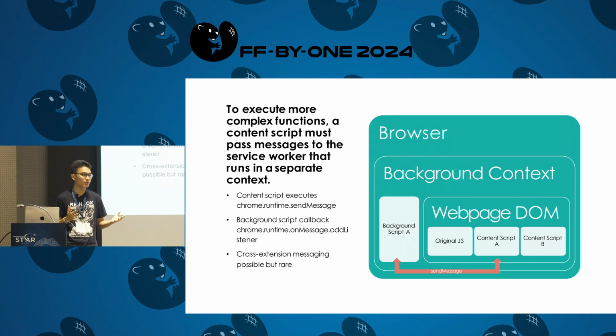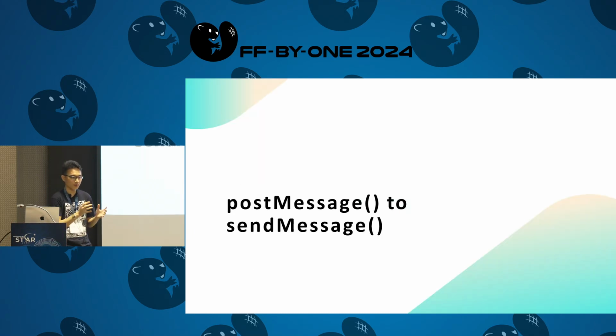It's possible in some extensions, but it's fairly rare. So most of the time what you'll see is a background script talking, send message back to the content script and vice versa. But you can see that the context is all kind of separate. So it allows them to kind of stay safe in isolated roles. So let's talk about the first part of the chain today, which is the post message to send message, right?